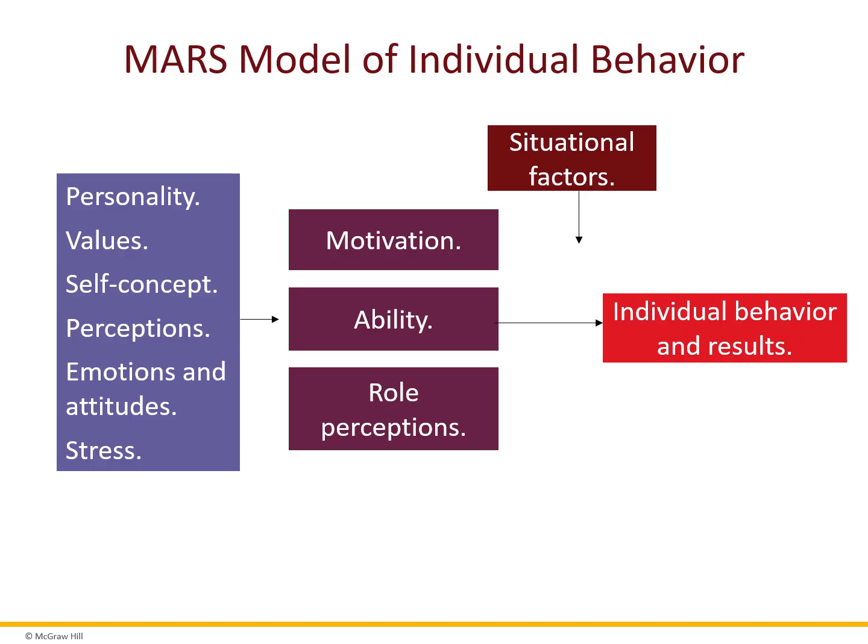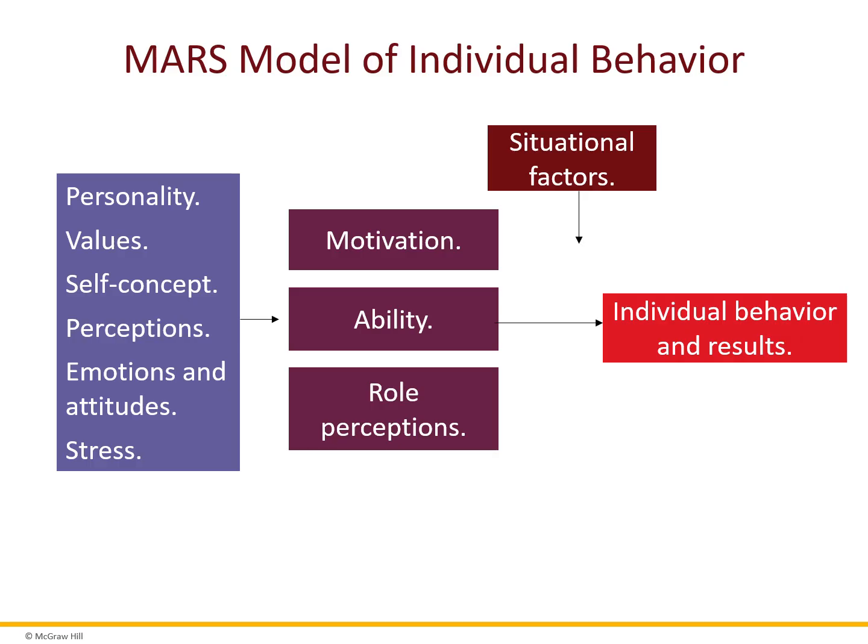Now, what you see here on the slide, the MARS model explains why people behave the way they do at work. Behavior is shaped by motivation, ability, role perceptions, and situational factors. Leaders often focus on motivation, but performance suffers just as much when people lack clarity, resources, or skills. If someone is underperforming, leaders should ask, is this a motivation issue, an ability issue, a role clarity issue, or a systems issue? For example, if expectations keep changing, no amount of motivation will fix the confusion.